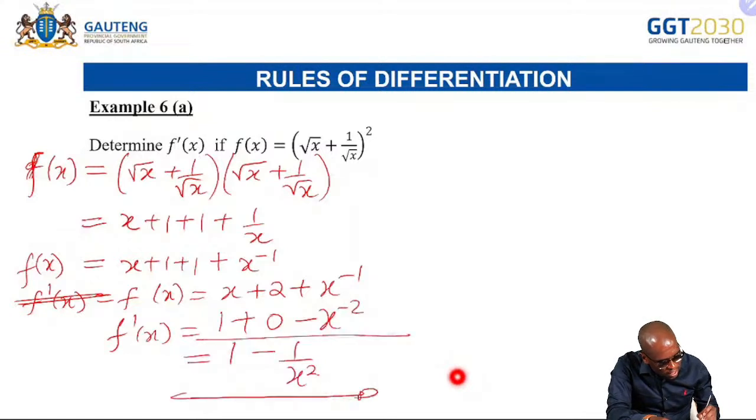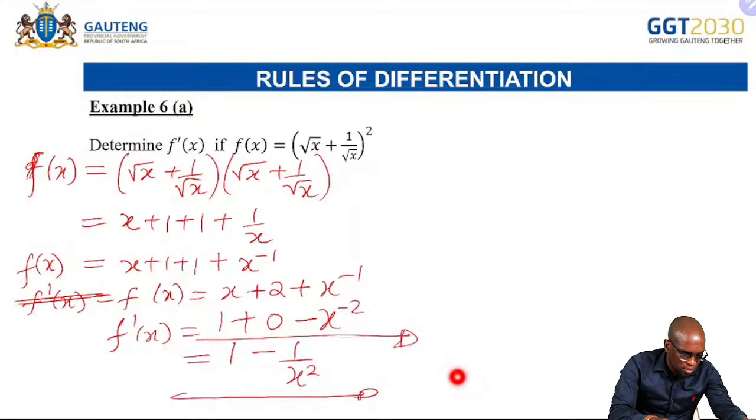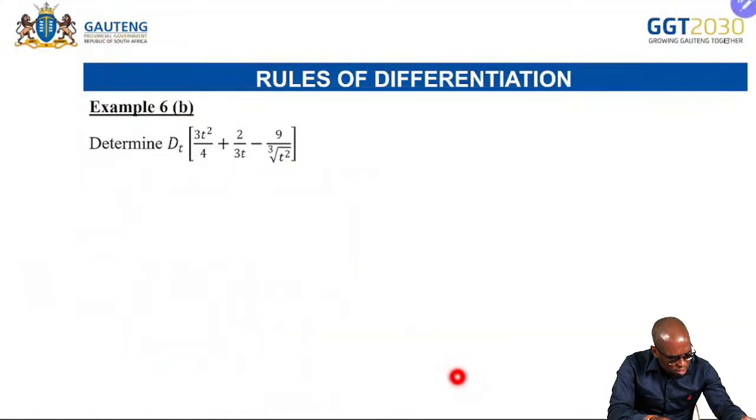Remember also, this is enough. You can leave it at that with negative exponents. It's still allowed for you to leave it with negative exponents. Very, very important. Now, moving on. Yeah, this is the next one. We're not going to do this one because of time.